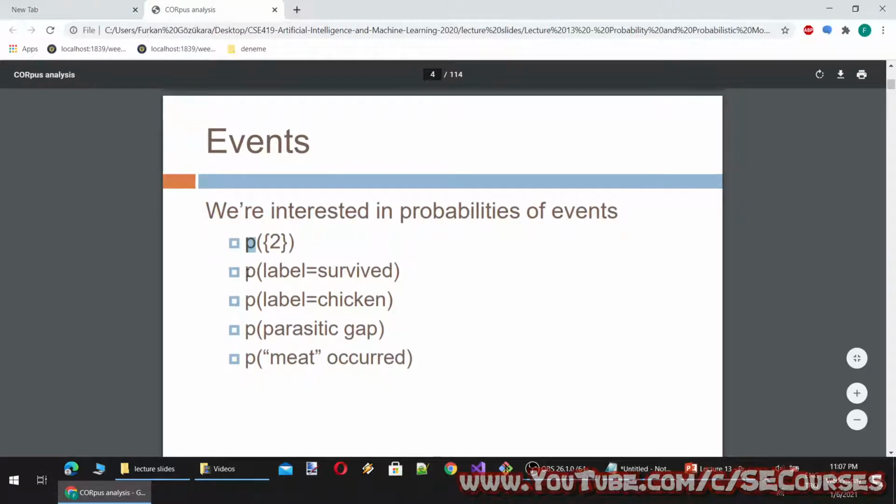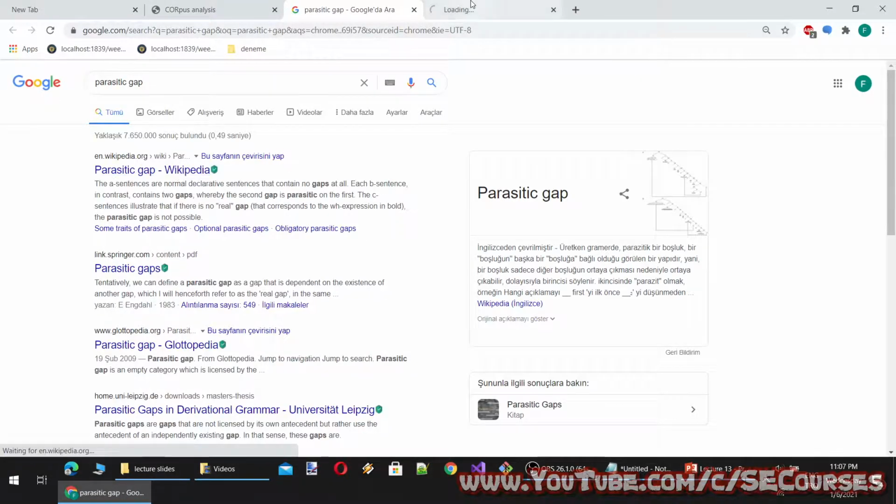So you see they are called with prefix P, probability, and probability of dice getting 2, probability of getting label survived, or probability of getting label chicken. So these are from, for example, text, and this is from dice rolling, and probability of parasitic gap, and this is something else, so let's read it as well.